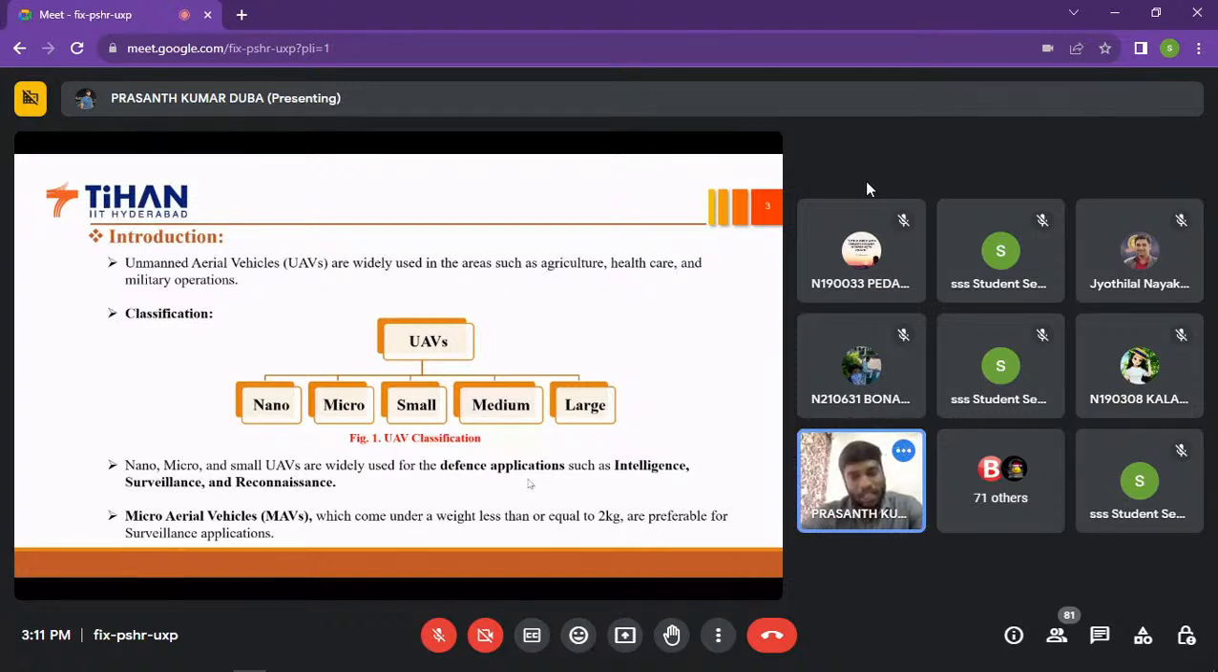Micro means less than 2 kg; 1 kg to 2 kg we can consider as micro aerial vehicles. Small UAVs are 2 to 20 kg, medium means 20 to 50 kg, and more than 50 kg we can consider as large UAVs, or heavy payload UAVs. Among these, nano, micro, and small are mostly focused on defense applications like surveillance and reconnaissance. And micro aerial vehicles, less than 2 kg, are mostly preferable for surveillance applications.